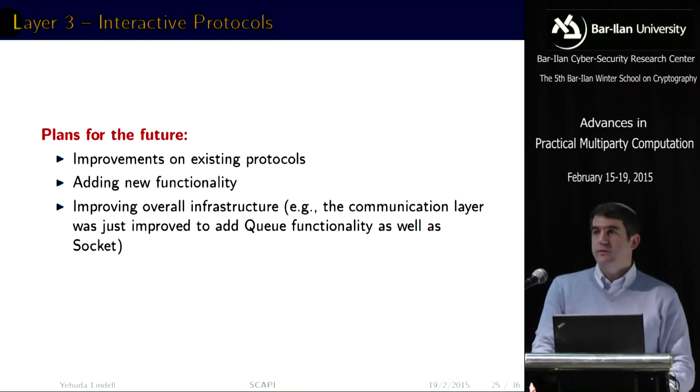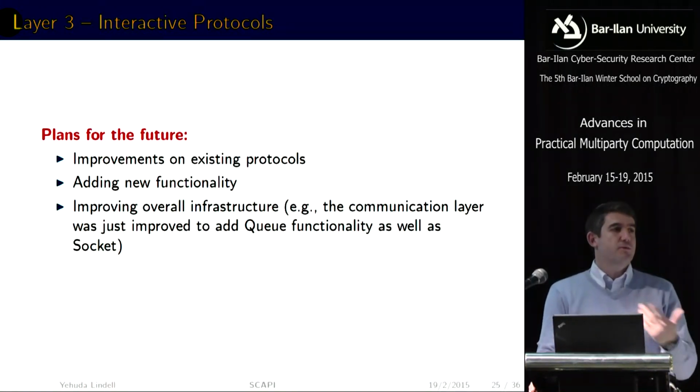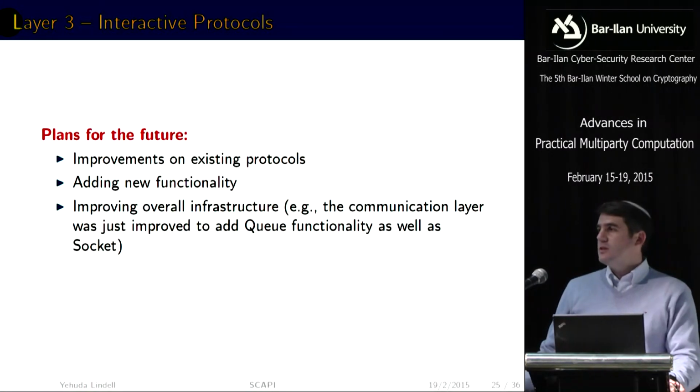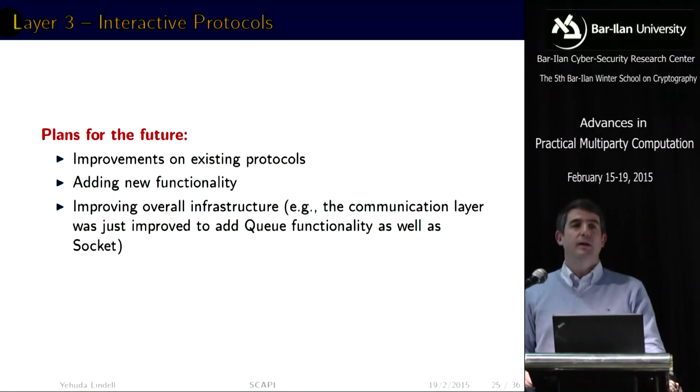Our plans for the future are, as I mentioned, to improve the existing protocols, both when we find errors, and in efficiency and security if we find problems, adding new functionality, and improving the overall infrastructure. For example, the communication layer was just recently rewritten. Initially it was just socket based. Now you have a choice between a socket and a queue. For those who don't know, which I didn't until recently, a queue just gives you much more robust communication. So even if something fails, it'll come back up automatically, and you won't lose anything. For bigger projects, a queue is actually very advantageous.